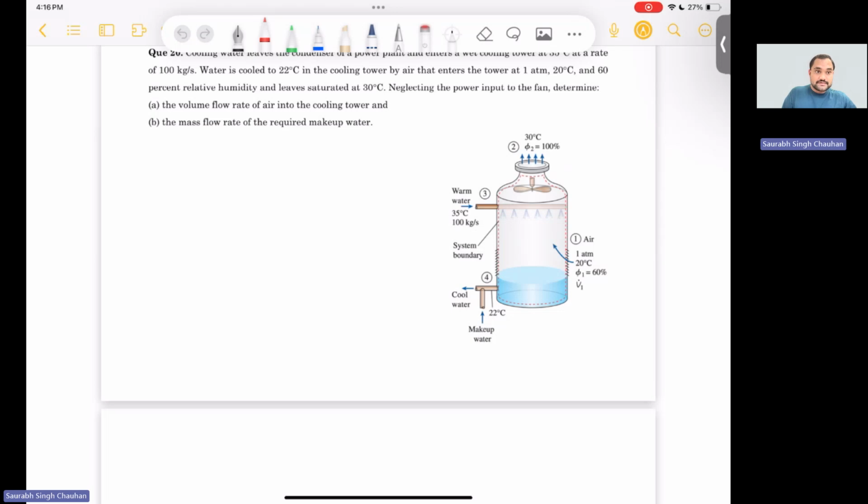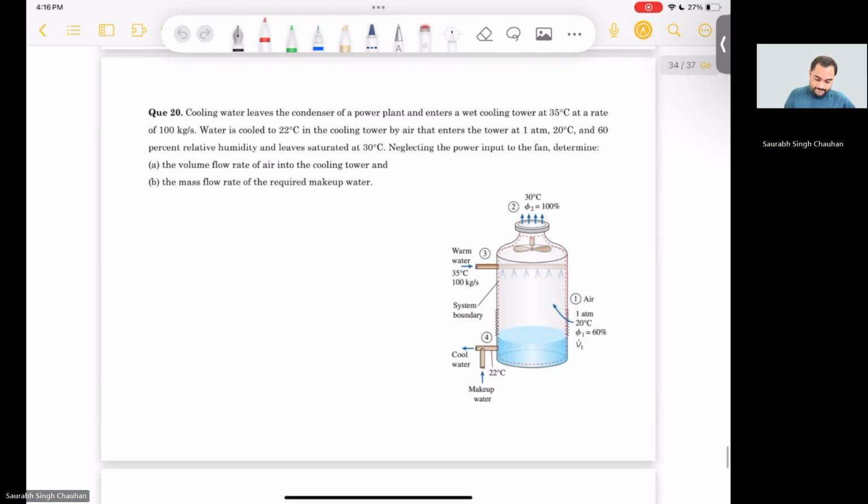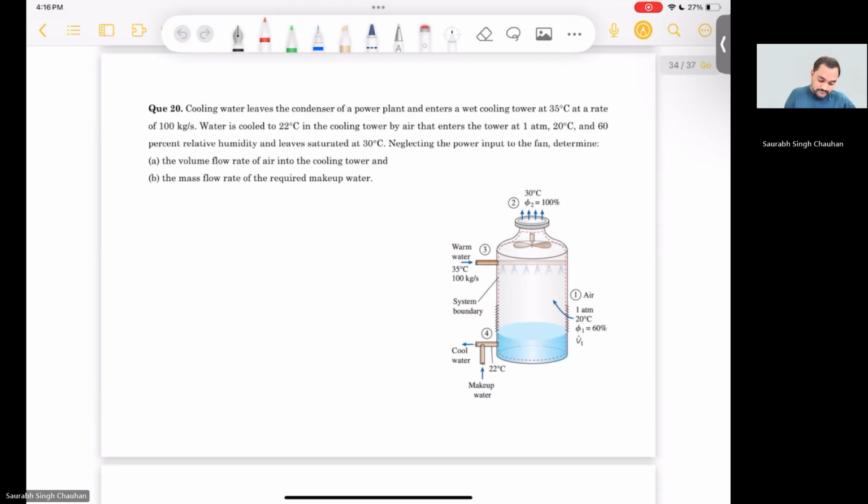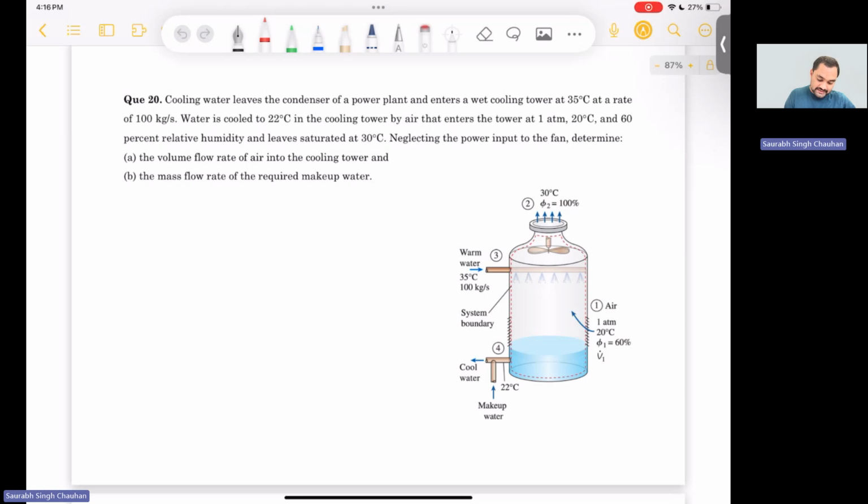And we have one more question. The cooling water leaves the condenser of a power plant and enters a wet cooling tower. So what is a wet cooling tower? In wet cooling towers, you are spraying the water. In a dry cooling tower, there are no sprays, but you have some coils where cold water flows. So we have a wet cooling tower, where there is water spray.